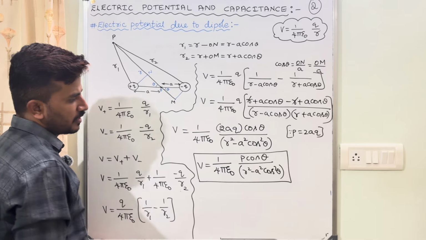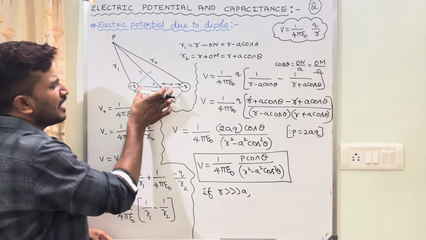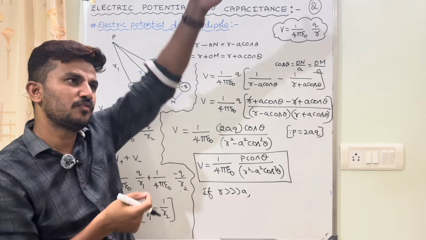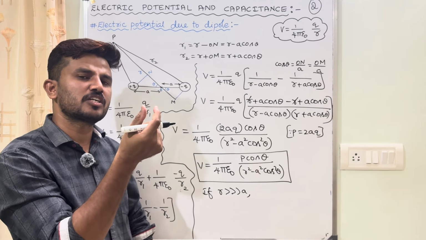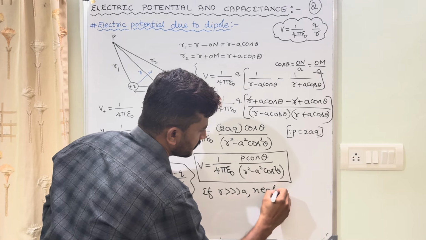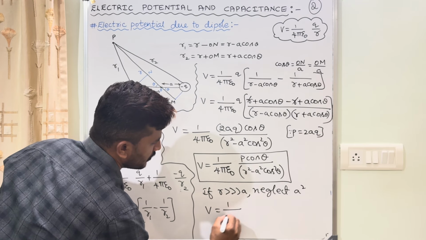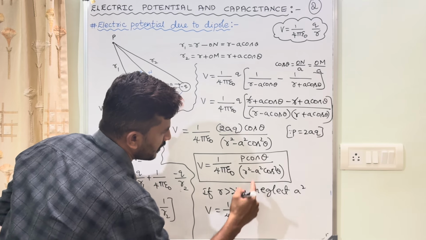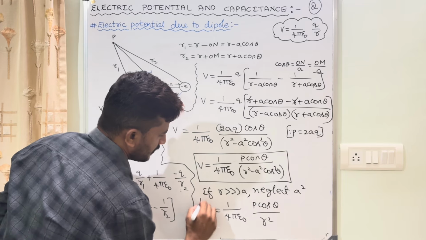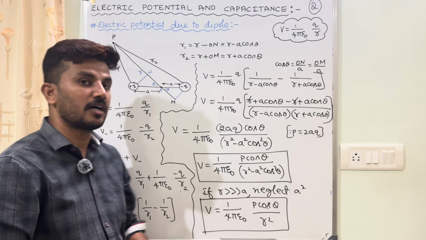So this will be your expression for electric potential due to the dipole. Sir, what if r is so much greater than a? For example, H plus Cl minus, it is a dipole. So if we take r at a far distance, the distance between plus charge and minus charge is very less. So a square will be neglected. So you will get electric potential due to dipole as 1 by 4 pi epsilon naught, this will become 0, p cos theta divided by r square. Look at this. Electric potential due to dipole varies inversely proportional to r square, not r.